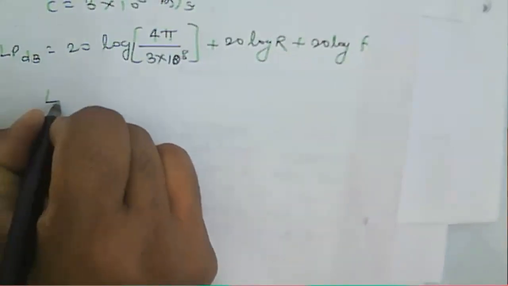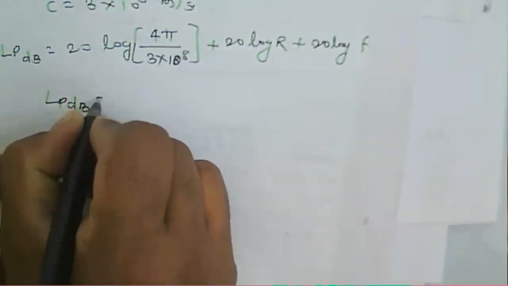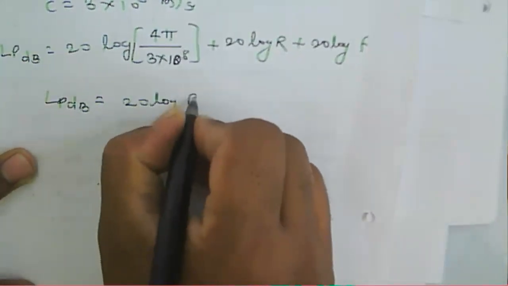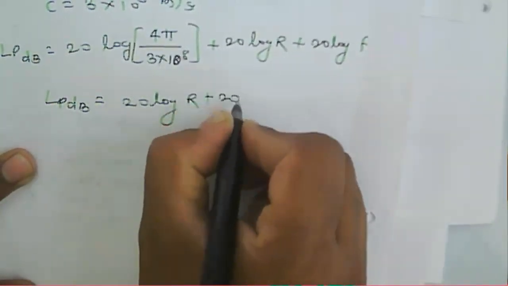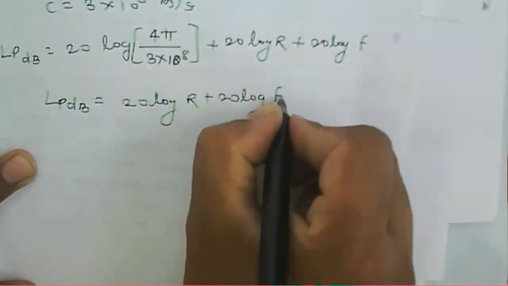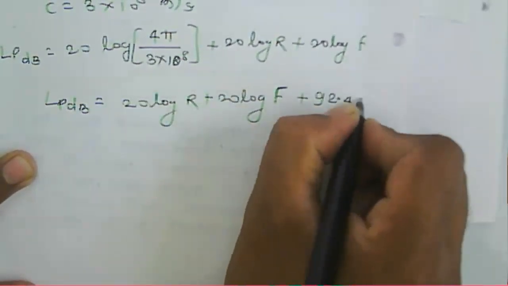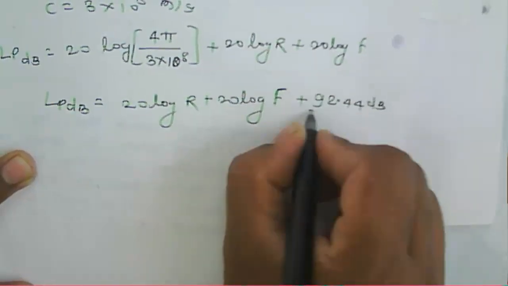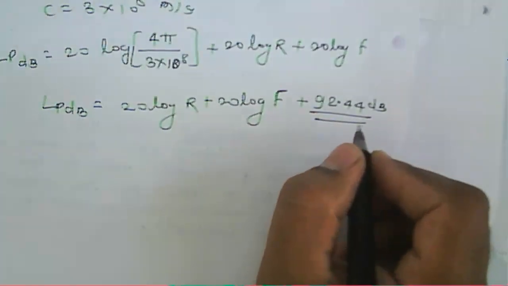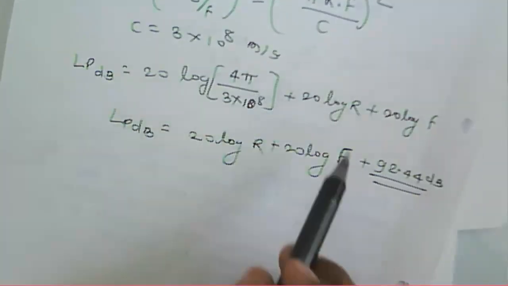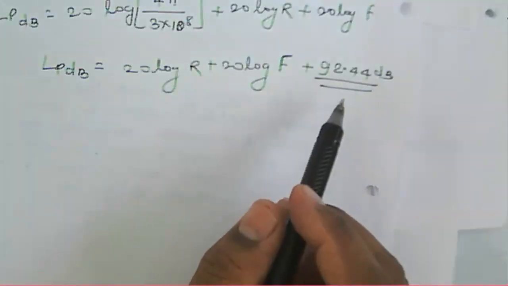So we will get that path loss in dB, that will be 20 log r plus 20 log of f plus 92.44 dB. And that is about a constant. That constant comes from this 4 pi by 3 into 10 power 8. That is about 92.44 here.